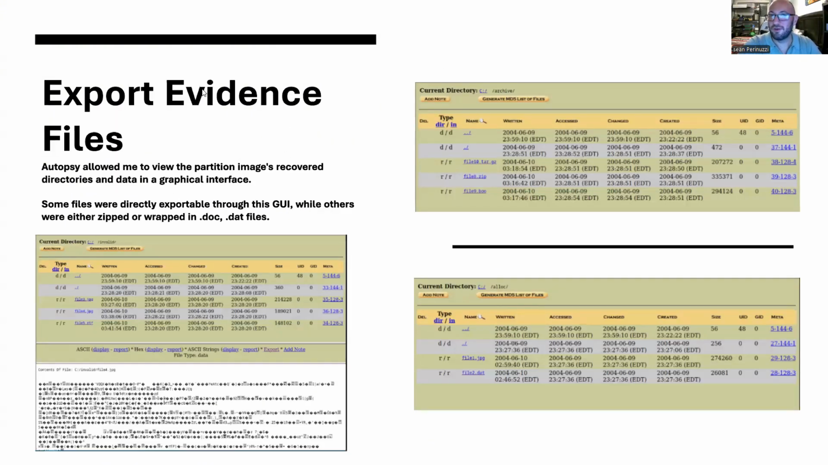To export evidence files, we were able to go through the GUI on Autopsy to cycle through different directories and different files. Some of the files were openly viewable in this GUI version of Autopsy, where we were able to export them and download them to our system. Others were wrapped or zipped up.